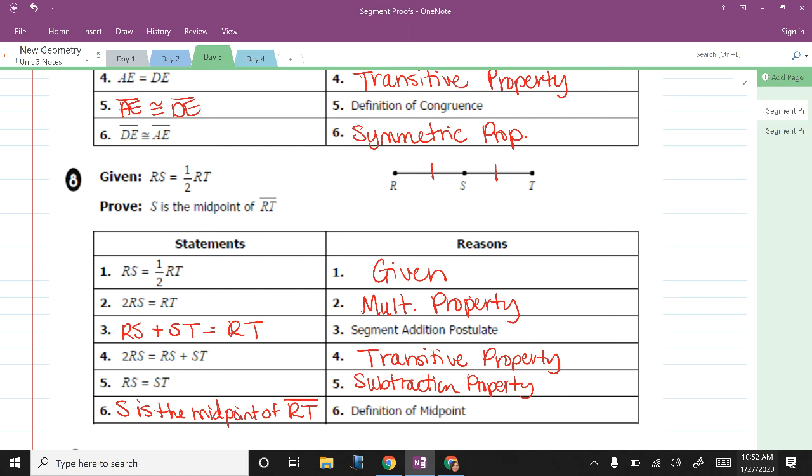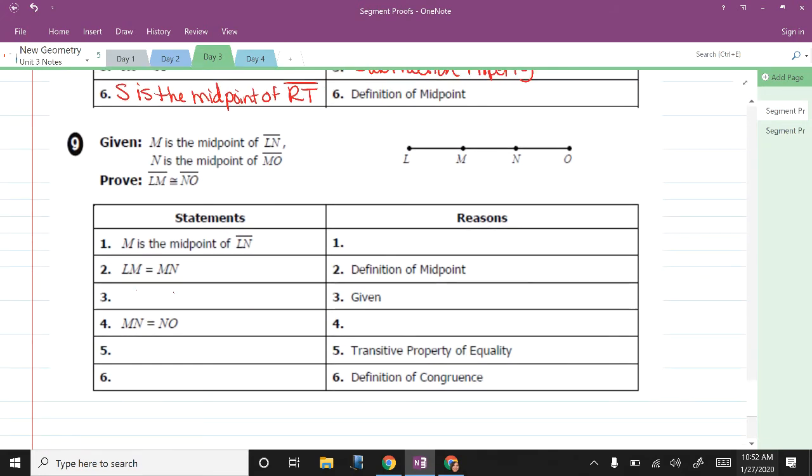Okay? So again, you should never turn in a blank proof. You always can fill in this, this, and this, no matter what. The first statement, first reason, and the last statement, just from this. Got it? Okay. Let's do one more together, then I'm going to let y'all practice them. Let's do number 9.